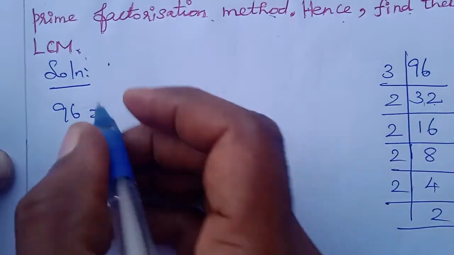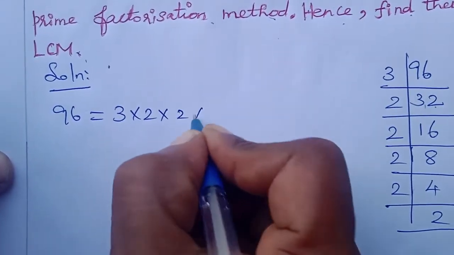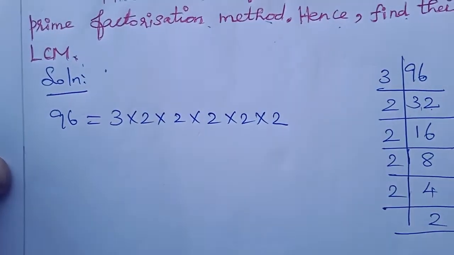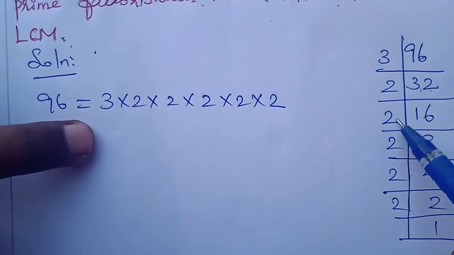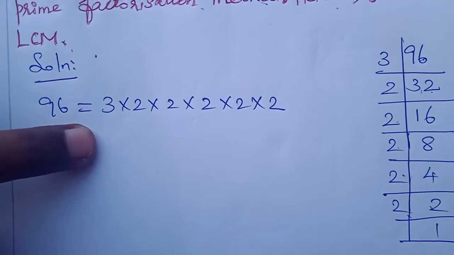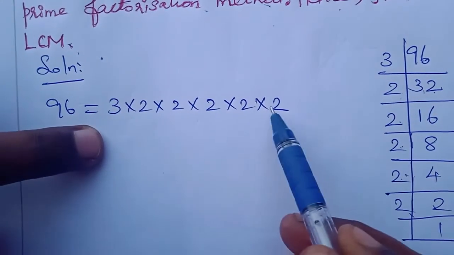So now you have to write the factors of 96. What are the factors? 3 into 2 into 2 into 2 into 2 into 2. That is, 3 into 2 into 2 into 2 into 2 into 2, five 2s.